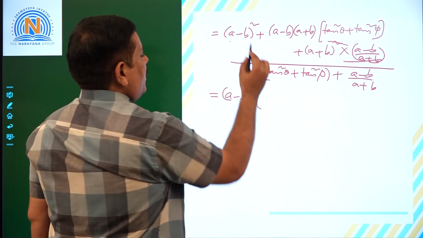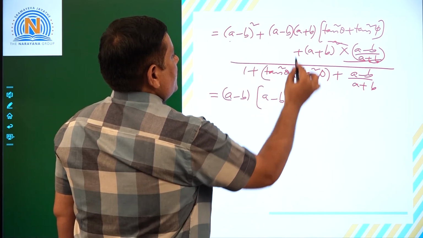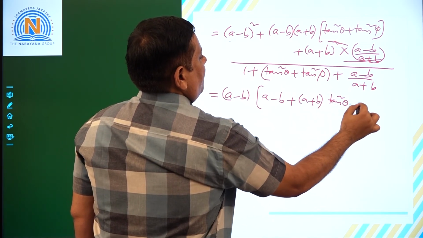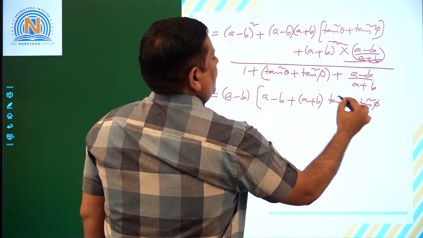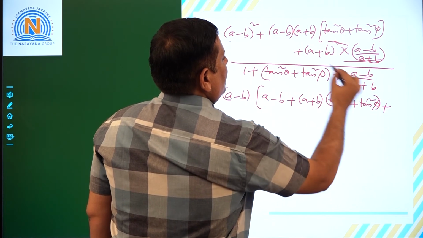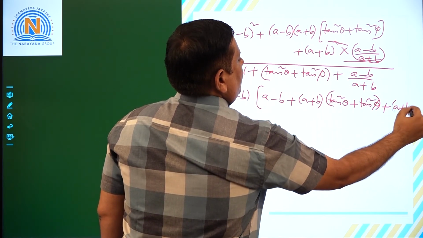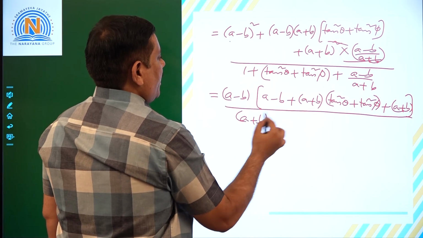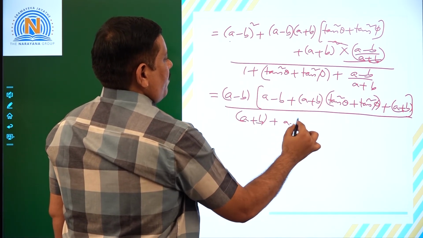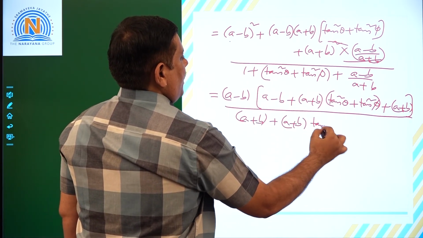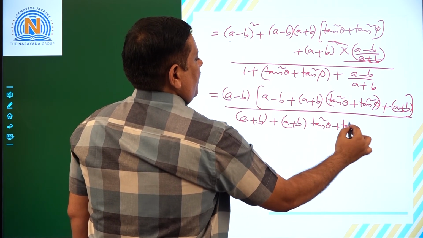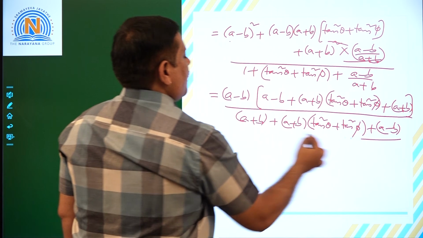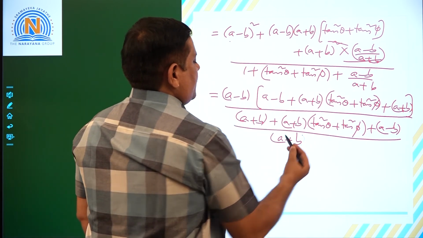What do you have now? Here it is (a minus b) plus (a plus b) times (tan square theta plus tan square phi), plus here (a plus b) we have, upon here (a plus b), because if you take the LCM it will be (a plus b) times (tan square theta plus tan square phi) plus (a minus b), of course by (a plus b), that is the LCM part.